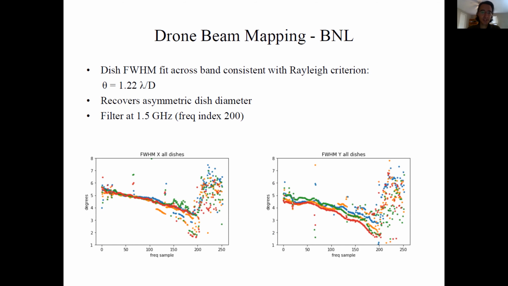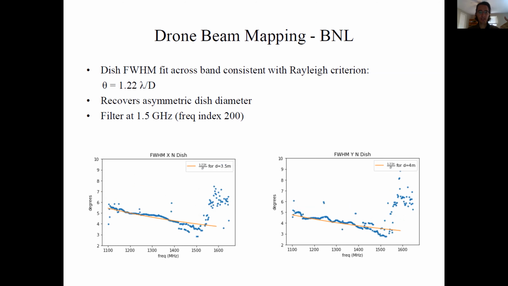We can also look at the full width half max as a function of frequency. So this is the data for all 4 of the dishes across frequencies, and you can see that it scales according to the Rayleigh criterion, like you would expect, at 1.22 lambda. And there's a filter that cuts in at 1.5, so that's why it goes nuts after that. So we can verify the spectral structure of the beam as well.